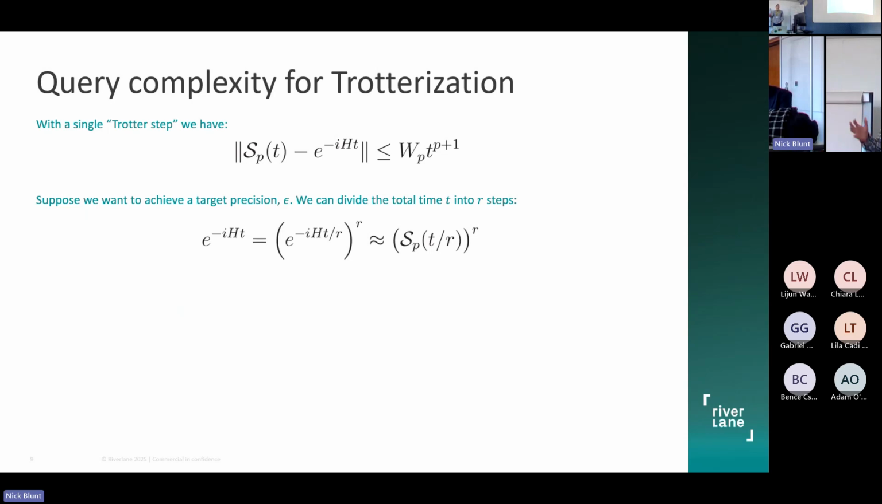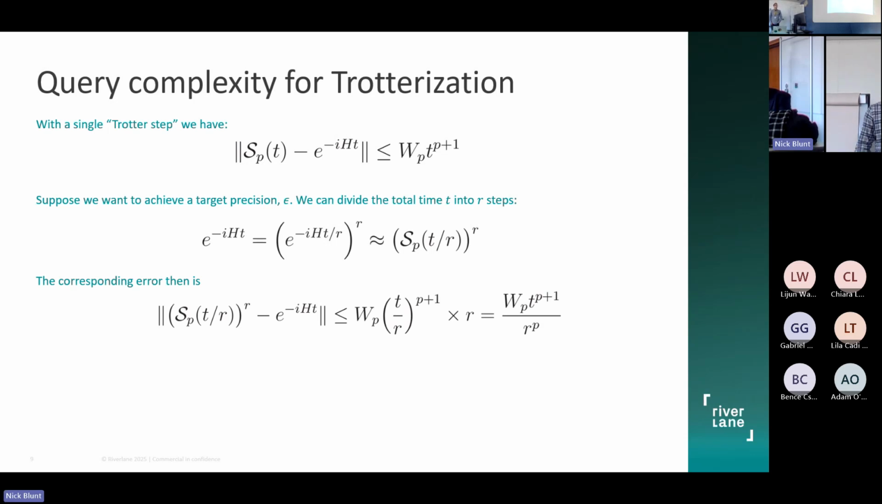Okay, so I've told you how to implement what we call a single Trotter step. But suppose we have some error that we want to reach, epsilon, and suppose our Trotter approximation has a bigger error than this. Then what we can do is split time into a number of steps. We can take the full time evolution operator e to the minus iHt, perform it in r steps of t over r, and implement each of these with the product formula.